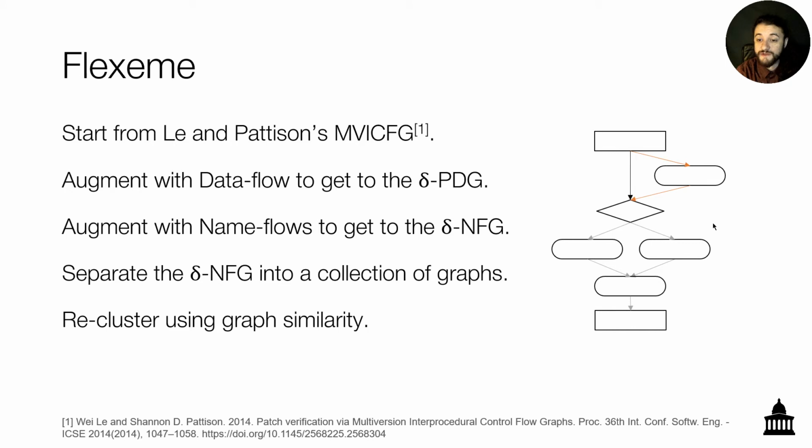To aid the maintenance of atomic commits, we propose Flexeme. At its core lies the δ-NFG. Starting from Liam Pattison's multiversion ICFG, we add version-annotated data flows and name flows, the latter being a subset of data flows along which variable names could be inferred. A commit is thus encoded through the version annotations of nodes and edges.